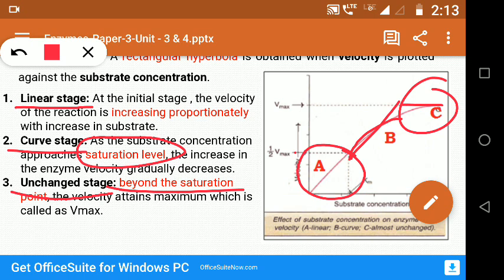So overall, as we gradually increase the substrate concentration and keep the enzyme concentration constant, so the enzyme concentration is constant, but the substrate concentration is gradually increasing, finally we will get a hyperbola-like graph. So this is the activity of the enzyme which is affected by substrate concentration. If we want to know the maximum velocity of the enzyme, we have to use an excess amount of substrate.